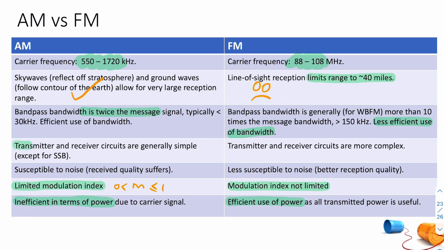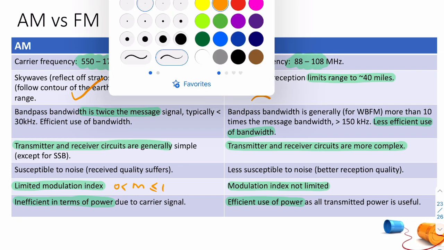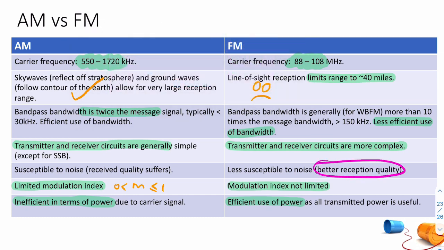Now, in AM, the transmitter and receiver circuits are generally quite simple. All you need to do, really, to transmit AM is to multiply, or to add DC, then multiply by a carrier. And to receive it, you can use an envelope detector, which is the simplest circuit in the world, or a coherent demodulator, which is simply a multiplier followed by a low-pass filter. Whereas for FM, both the transmitter and receiver circuits are quite complex, so that adds to the cost. A very important one is that we have a better reception quality for FM. The reason is it's less susceptible to noise, because the information is encoded in the frequency, or the zero crossings, and not the amplitude. Whereas AM is susceptible to noise. Therefore, the quality of the received signal will be poor.